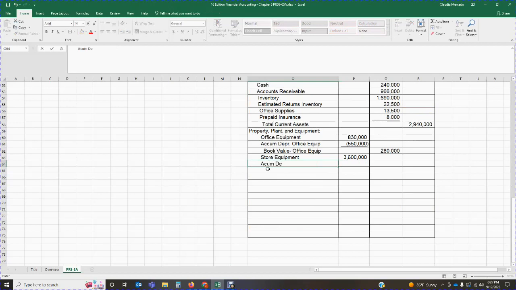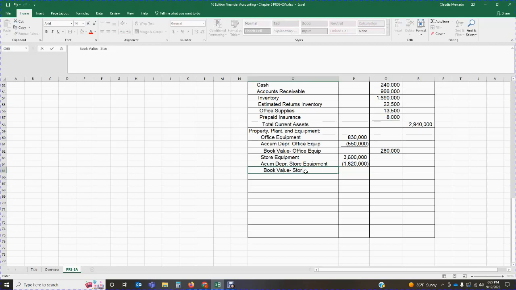Accumulated depreciation, store equipment. The accumulated depreciation was $1,820,000. I forgot a 1, $1,820,000. There we are. Okay. So that is the accumulated depreciation. That's a deduction. Okay. So I have the store equipment valued at $3.6 million in our books. We have depreciated it $1,820,000. So now I can calculate the book value.